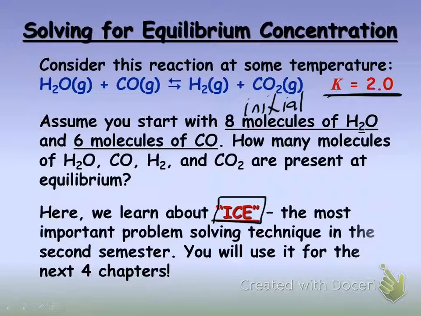The question is, what are they at equilibrium? So you have to go from what you have to what you will have by using that K, because K will tell you how far you go until your equation is done. And we're going to use this ICE method for all the other chapters.